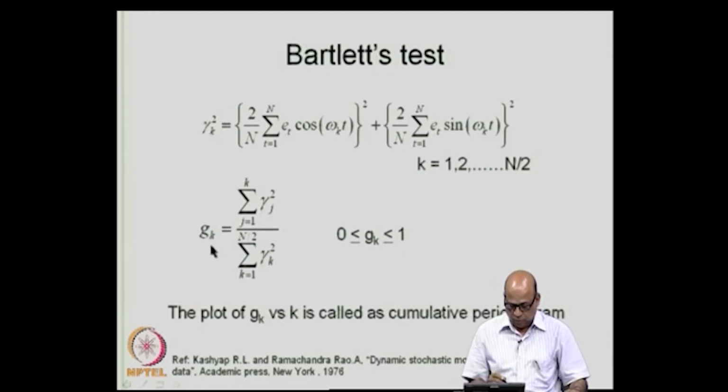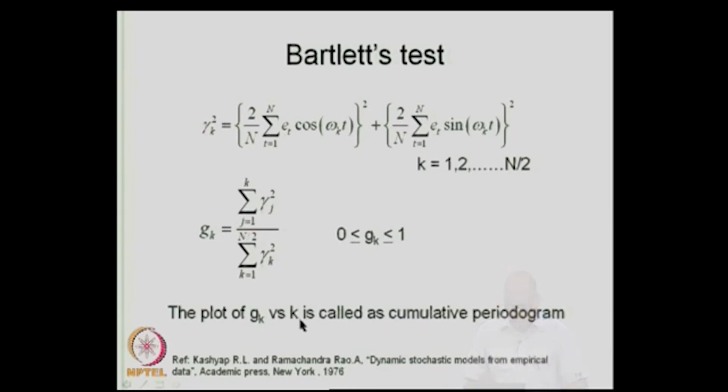Then you determine g k as the summation from j equal to 1 to k of gamma j square. So from 1 to k you are adding up gamma j square. So for g 1 you have one term, for g 2 you have two terms, for g 3 you have 3 terms, and so on. Like this you calculate the summation, divided by the sum over the entire period, k equal to 1 to n by 2, of gamma k square.